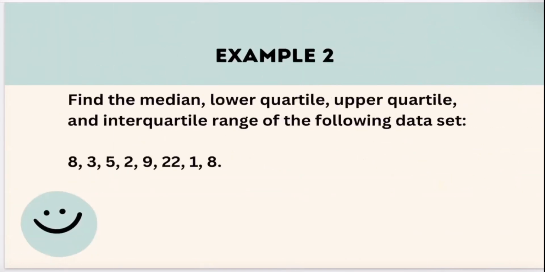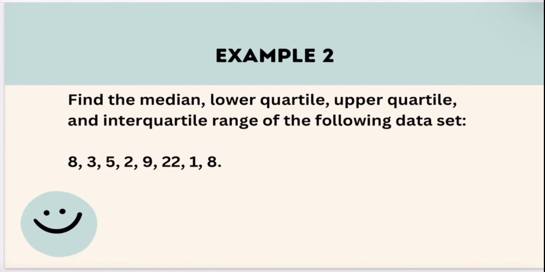So for this example, right off the bat, I noticed that this data set is not in the proper order. And so if we try to find the median or interquartile range or lower upper quartile, we're going to get mixed up pretty easily. So the first step is to write this in the proper order from either largest to smallest or smallest to largest.